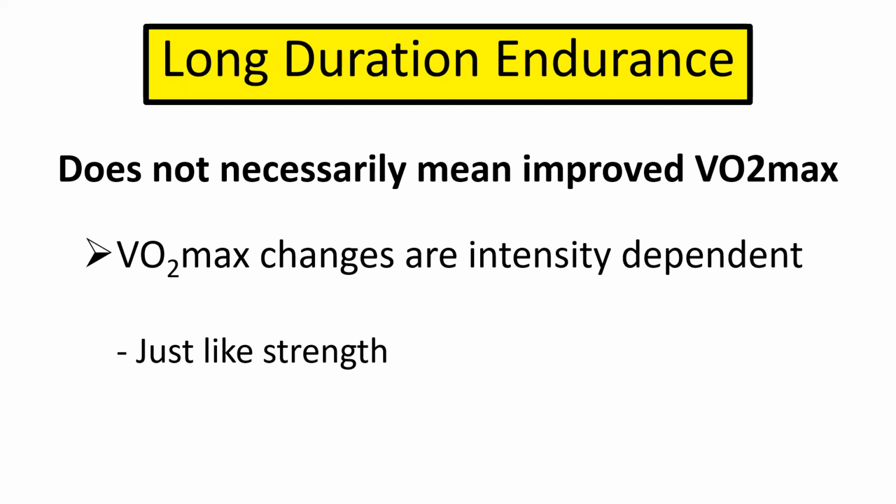However, it has to be near or upwards closer to VO2 max for us to really get those changes, because VO2 max changes are intensity dependent, just like speed, power, strength. Intensity is going to be the driver for maximal adaptations like VO2 max, strength, power, and speed. Those are maximal adaptations. We need maximal or near maximal training to actually stimulate adaptation within that system.